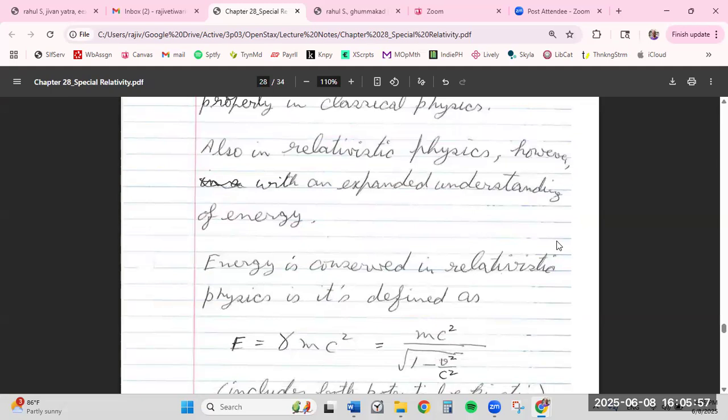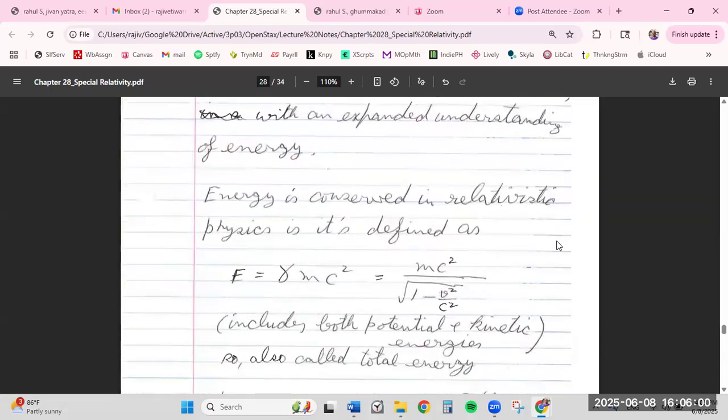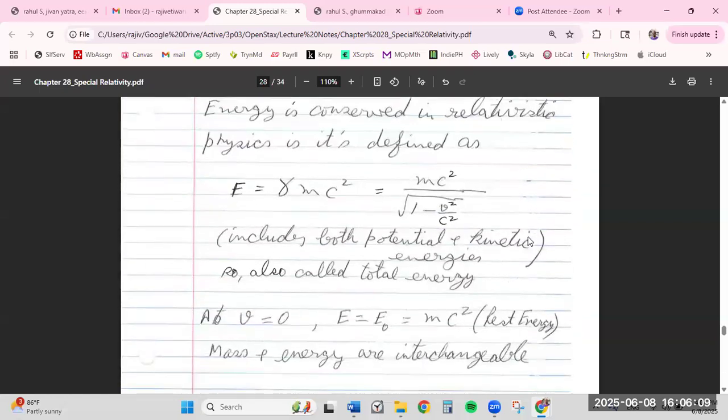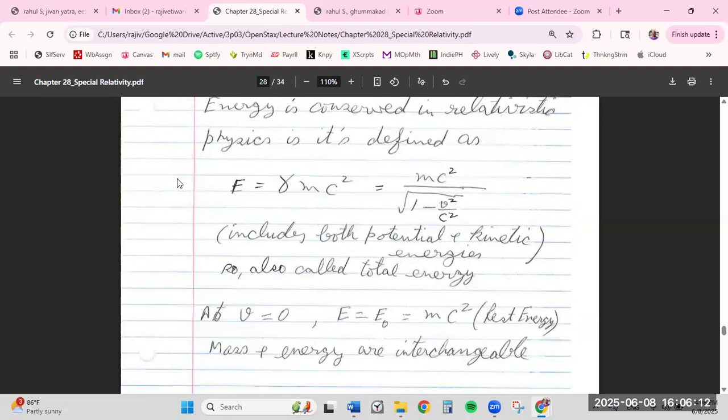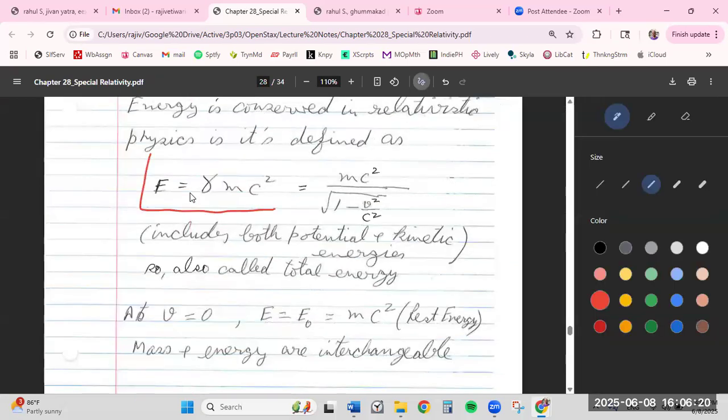So, and that's what we will do now. Now, energy is conserved in relativistic physics if it is defined as this. So energy of an object, of a particle, is equal to gamma mc squared. Again, the symbols are familiar to us by now. Gamma is 1 over the square root of 1 minus v squared over c squared. m is the mass, c is the speed of light.